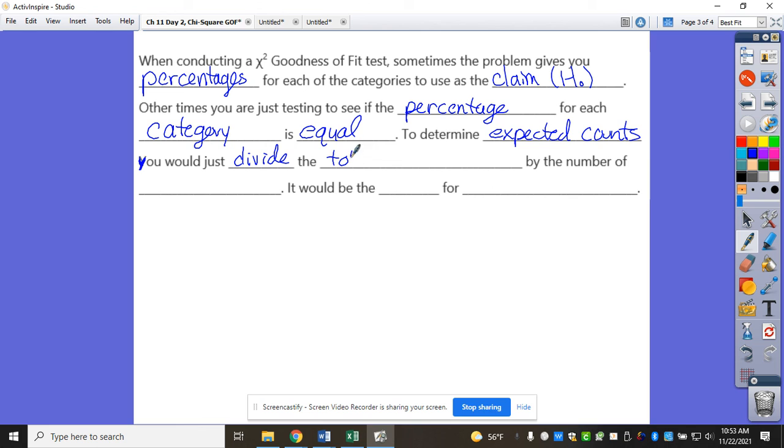Divide the total number of trials, individuals, trials, whichever way you want to say it. Which is the same thing you're saying. I would divide that by what? By the number of categories. And then it would be the same for all categories.